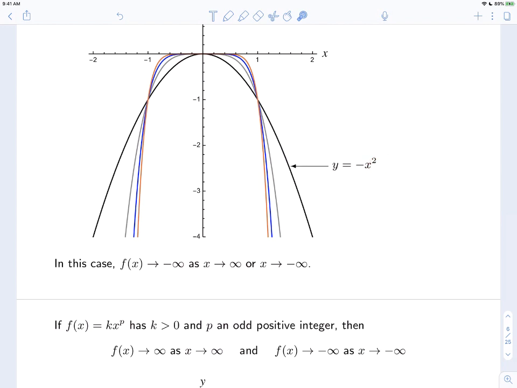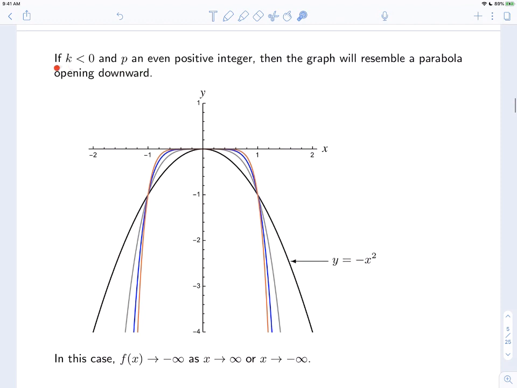X squared is always positive, so if you put a negative number in front of it, then the result is always going to be negative. That's why it's opening downward like this. In this case, when k is negative and p is an even integer, you can see that f of x is going to negative infinity as x either moves to the right or to the left. As you move to the right, it decreases, but also as x moves to the left, the values of y get smaller and smaller, decreasing without bound. So that's what we mean when we say that f of x is approaching negative infinity. It's decreasing without bound.